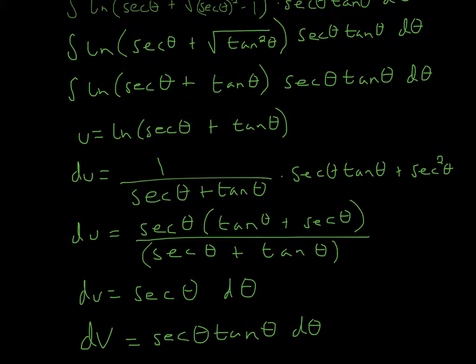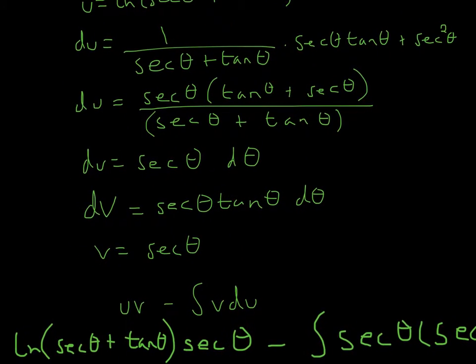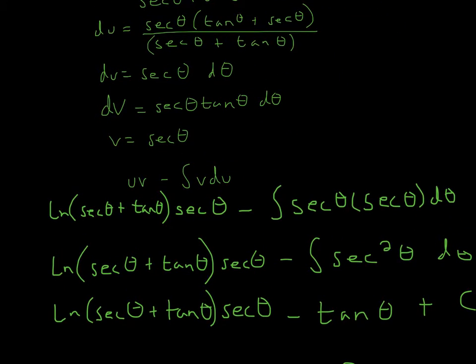But we're still not done, because we still have this part. So we can do another thing, which will be dv. So dv is equal to secant theta tan theta d theta, and then v is equal to secant theta. We had to use v because we already used u. So since we have u and v, we can use uv minus the integral of v du.